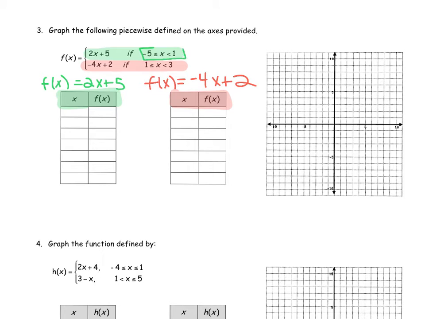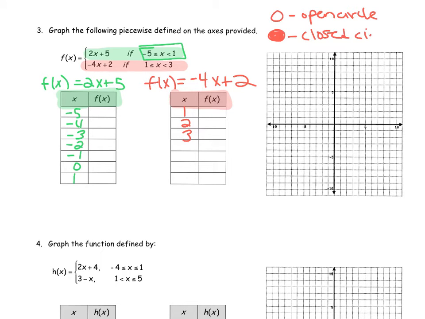And notice the interval. So we're going from -5, -4, -3, -2, -1, 0, 1. So we're between -5 and 1. And then for the second graph, we're between 1 and 3. So I have 1, 2, 3. Okay? And I want to take a look at the open circle versus the closed circle. We have an open circle, remember, when it's greater than or less than. We have the closed circle if it's greater than or equal to or less than or equal to.